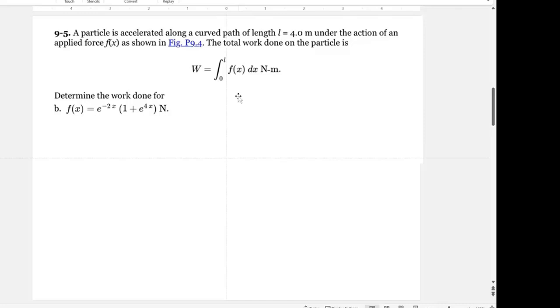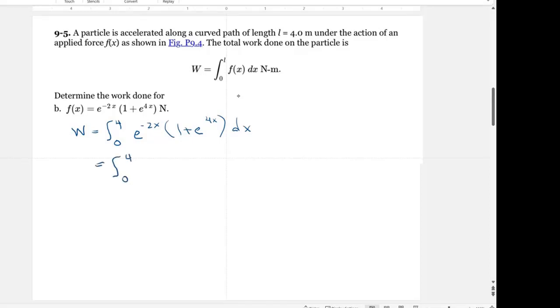For b, we have this equation, and now we have some exponential functions. What we want to do is say, well, work is equal to the integral, and we're still going from 0 to 4, of e to the minus 2x times 1 plus e to the 4x dx. We can't say it's the integral of one thing times the integral of the other thing. So we're just going to multiply them together.